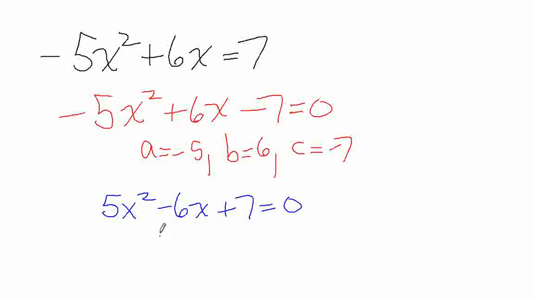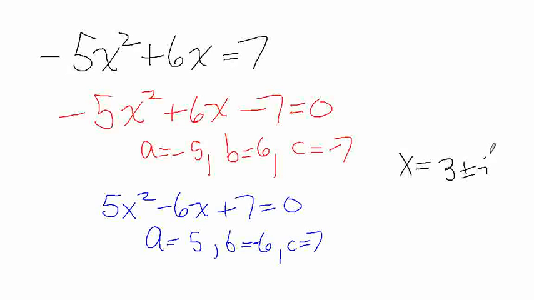Okay, so if you did this, you'd have a equals 5, you'd have b equals minus 6, and c equals 7. Okay? Take the red or the blue example, go ahead and work it out if you haven't already. And when you do, you should get the following answer. x equals 3 plus or minus i times the square root of 26 over 5.